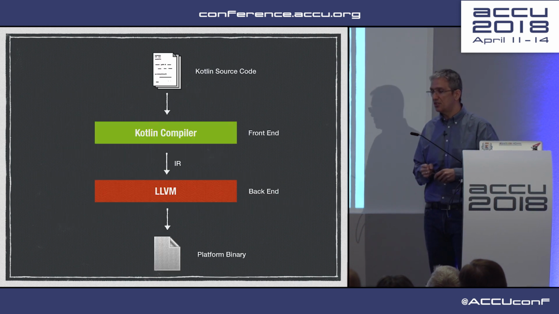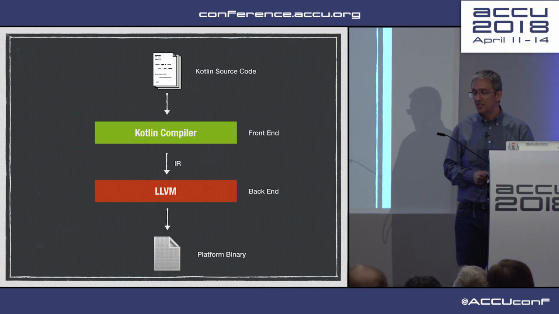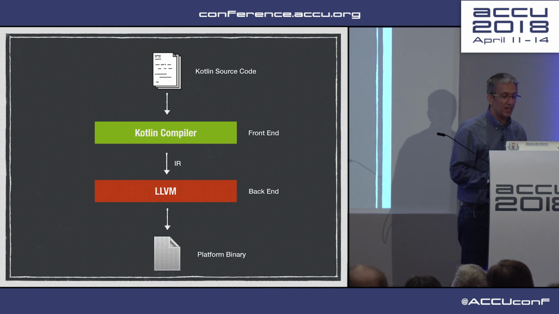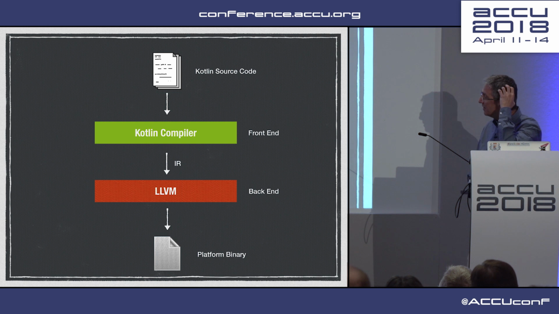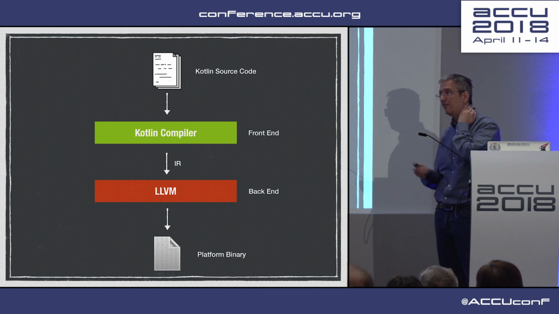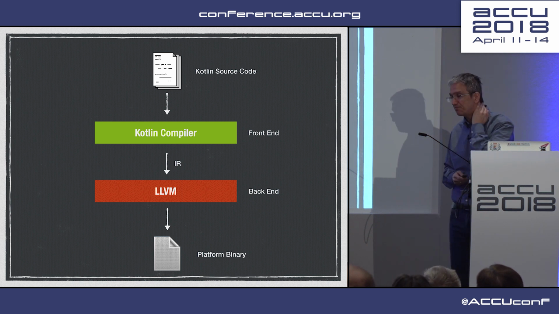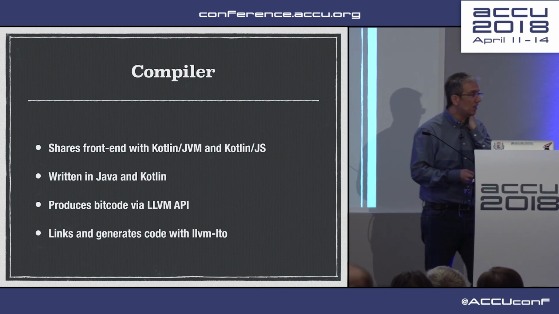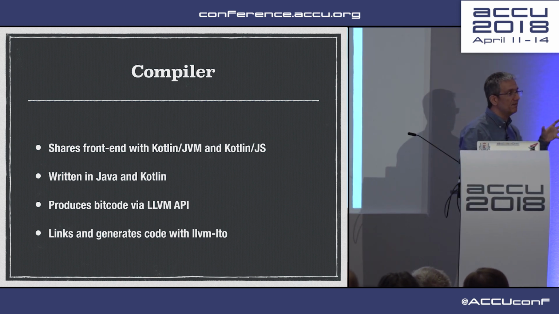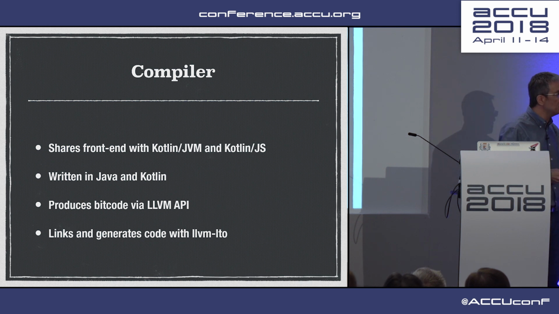Under the covers, what it's essentially doing is taking Kotlin source code, the front end is a Kotlin compiler, shoving that to LLVM, using intermediate representation, and then basically giving you the platform binary, right? So you have cross-compilation. You can use one platform to cross-compile to another one. In terms of the compiler, it shares the front end with Kotlin JVM and Kotlin JS. So essentially, that means that anything that the language has, you will be able to use across different platforms.